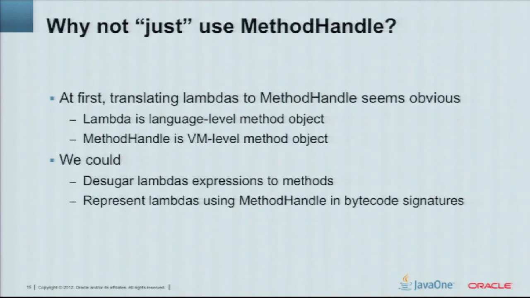So, after we've eliminated the first obvious choice, let's look at the next obvious choice. Lambda is a language-level method object. A method handle is a VM-level method object. So why not desugar lambda bodies to methods and represent lambdas as a method handle for that method? Seems simple, right? All right, you're not falling for it.